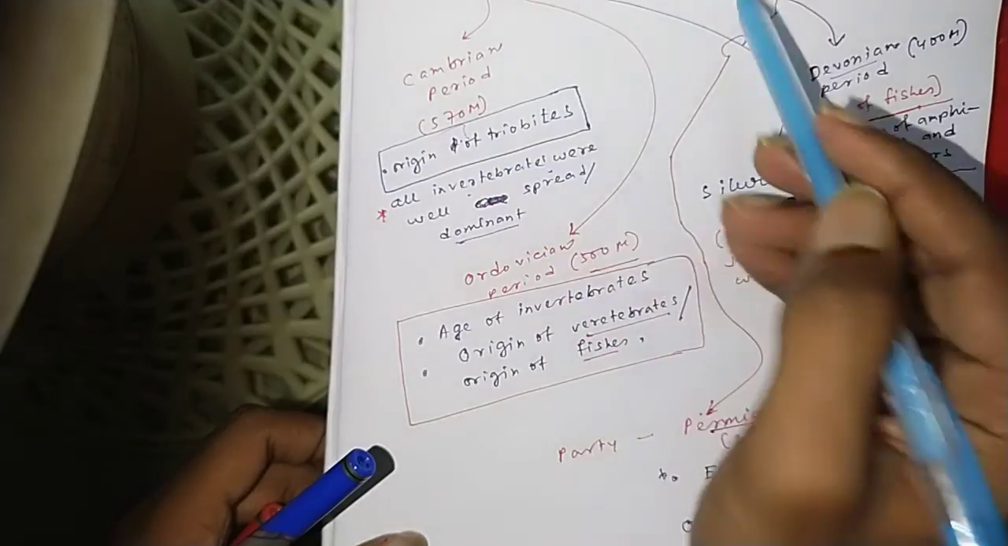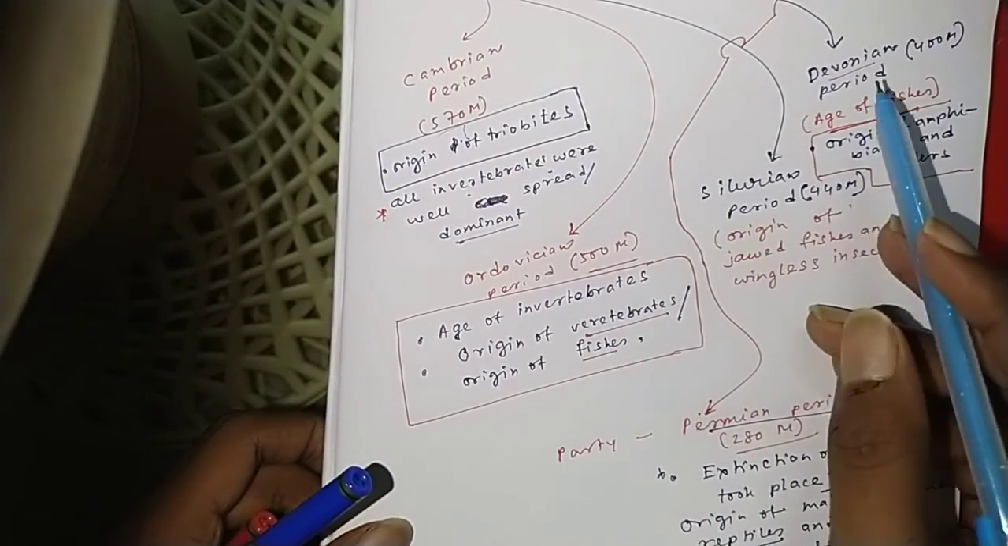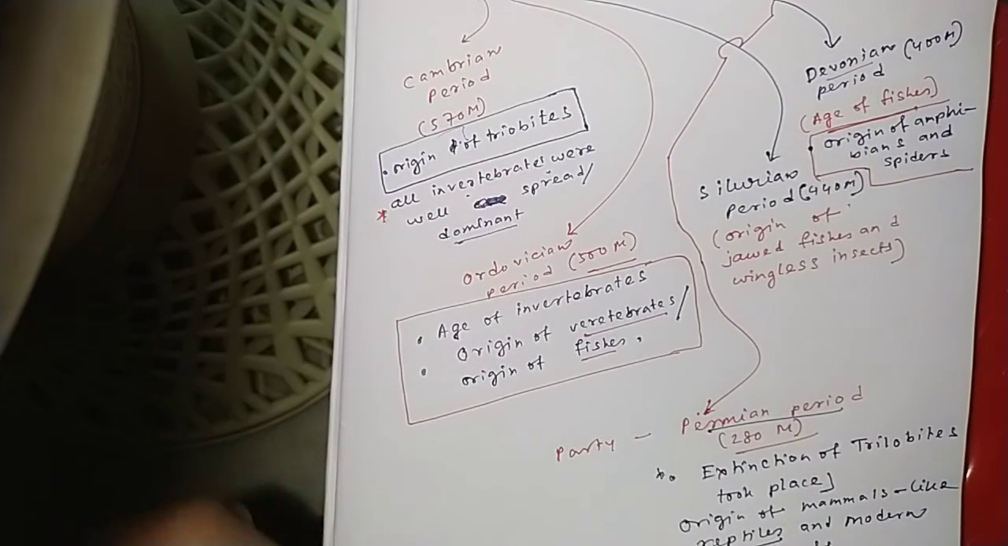Okay, so you can see that we are first talking about the animal kingdom, the animals that originated one by one in the periods of time. Now we'll be talking about other things. For example, Mesozoic era. Okay.